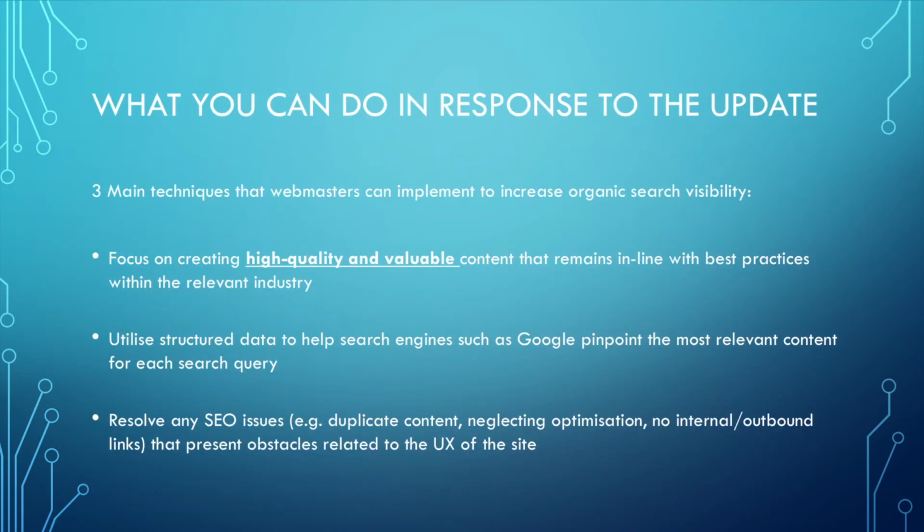So here is what you can do in response to the update. I've summarized this into 3 main techniques that webmasters can implement to increase organic search visibility. So first, focusing on creating high quality and valuable content that remains in line with best practices within the relevant industry of your website. And this is a particularly important one because Google, of course, does not want you to further add shallow content or duplicate content that already exists.